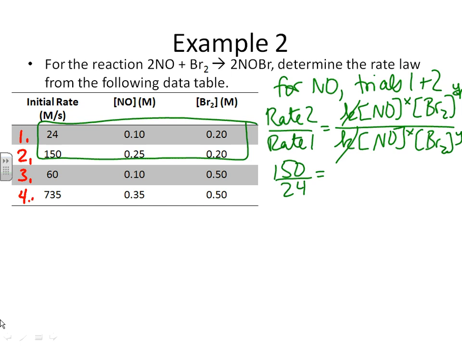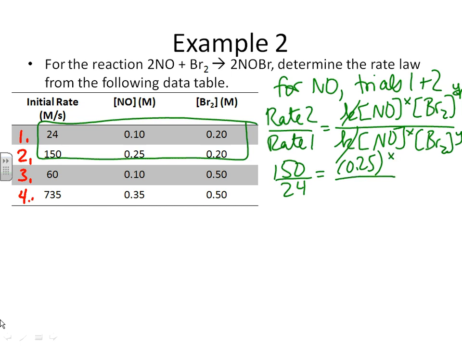No, I'm sorry, I'm going to deal with the Br2. You could plug in, well, I'll deal with that. I guess I'll write it out a little bit more discreetly. The concentration of NO in trial 2 is 0.25. Notice I got rid of the square brackets. Square brackets indicate concentration. If you're plugging in, you no longer need them.